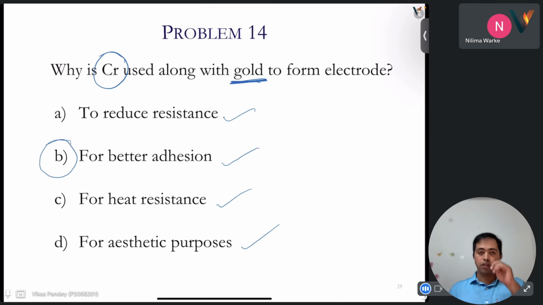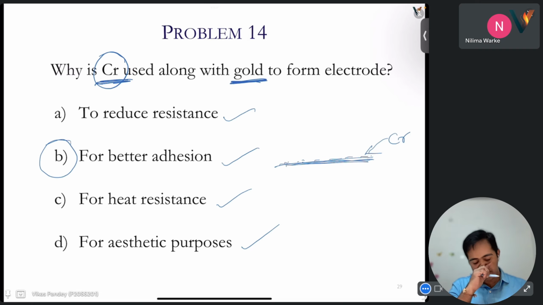Because if we deposit gold, it will just peel off very easily. In fact, if we go for the PR stripping with acetone itself, it will come off, so our whole work will get wasted. So a very thin layer of chromium acts as an adhesive. But then you can say that chrome itself is a metal, so why don't we go for chrome only? Chrome will oxidize very easily. That is why we cover it with gold, and gold, since it is a very good conductor, will easily work as our electrode.